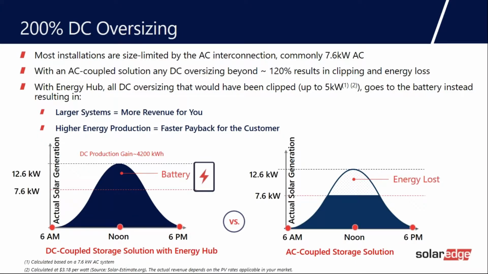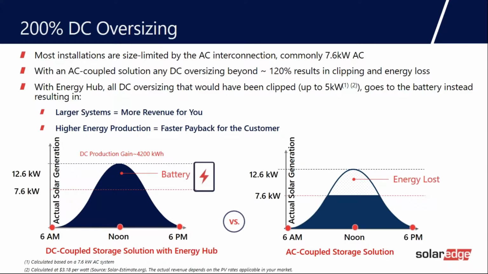So I talked a little bit about 200% DC oversizing and why. I come from the old school where we were like, solar panels are super expensive. I never want to oversize more than 110%. But now I fully advocate a high DC to AC ratio, because we're never going to see full production.